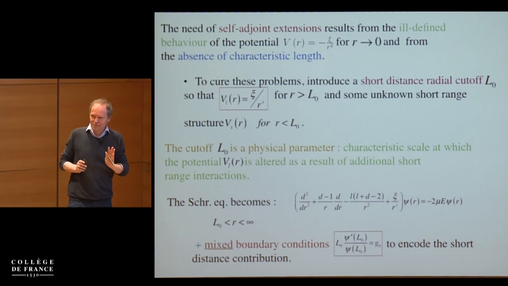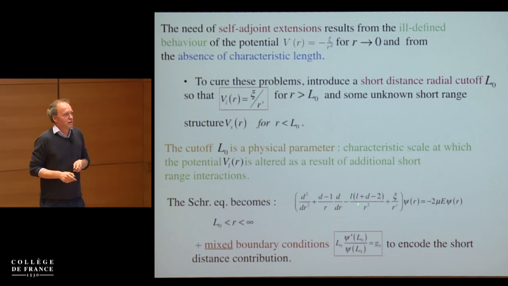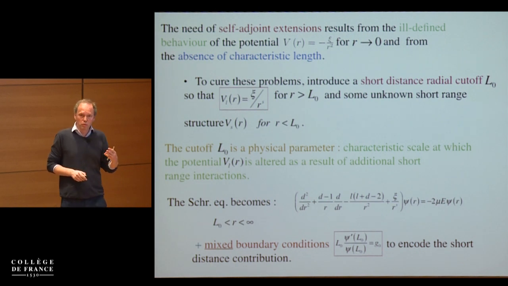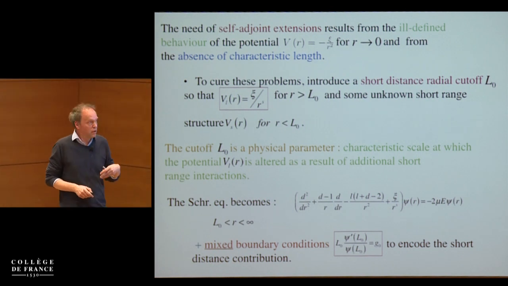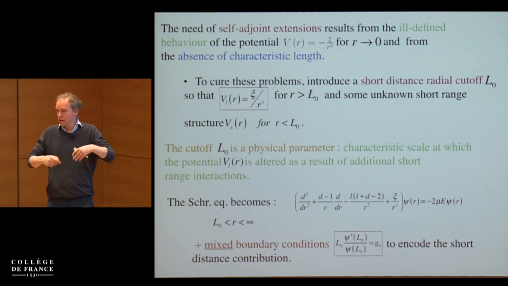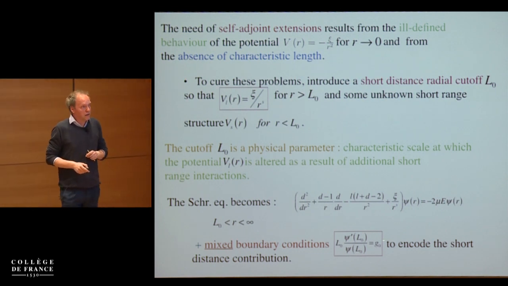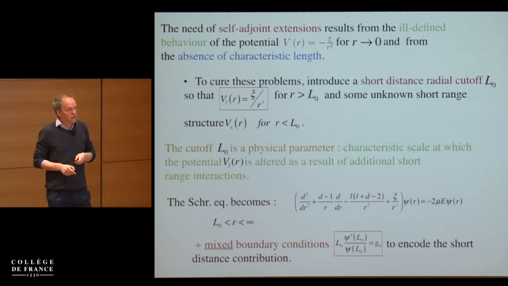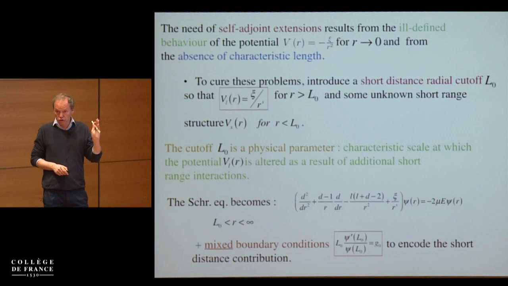Is this clear? Yes? The Schrödinger equation becomes just the Schrödinger equation that we had before, just that now I have this r to the s. But now it is defined for r between L0 and infinity. And I impose on it mixed boundary conditions. Mixed boundary conditions means that they are not zero boundary conditions, what is called Dirichlet boundary conditions, not Neumann boundary conditions, but something that is a mix of both. And this defines a parameter that is called G0 here, by definition. And all this encodes the short distance contribution that I don't know. Okay, you are with me?